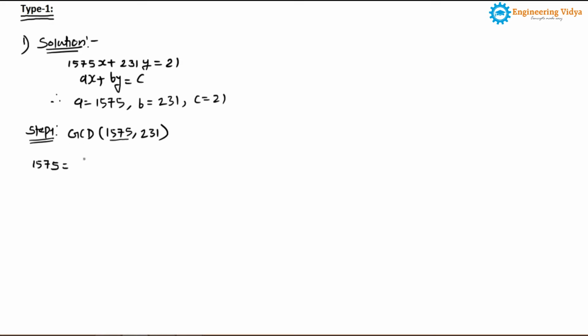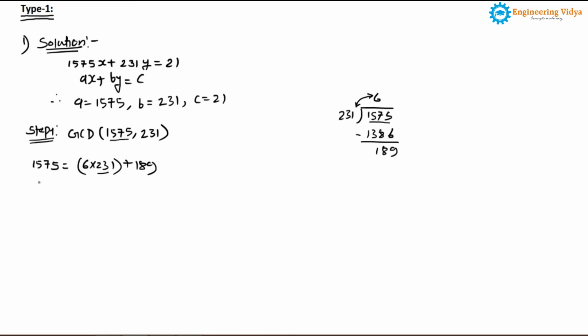I think you know the approach of the Euclidean algorithm. Here we are taking the maximum number, 1575, which will be divided by 231. It goes 6 times, and 1386 comes. Then we do the subtraction, and after subtraction it will be 189. Hence we can say 1575 can be written as 6 into 231 plus the remainder 189.